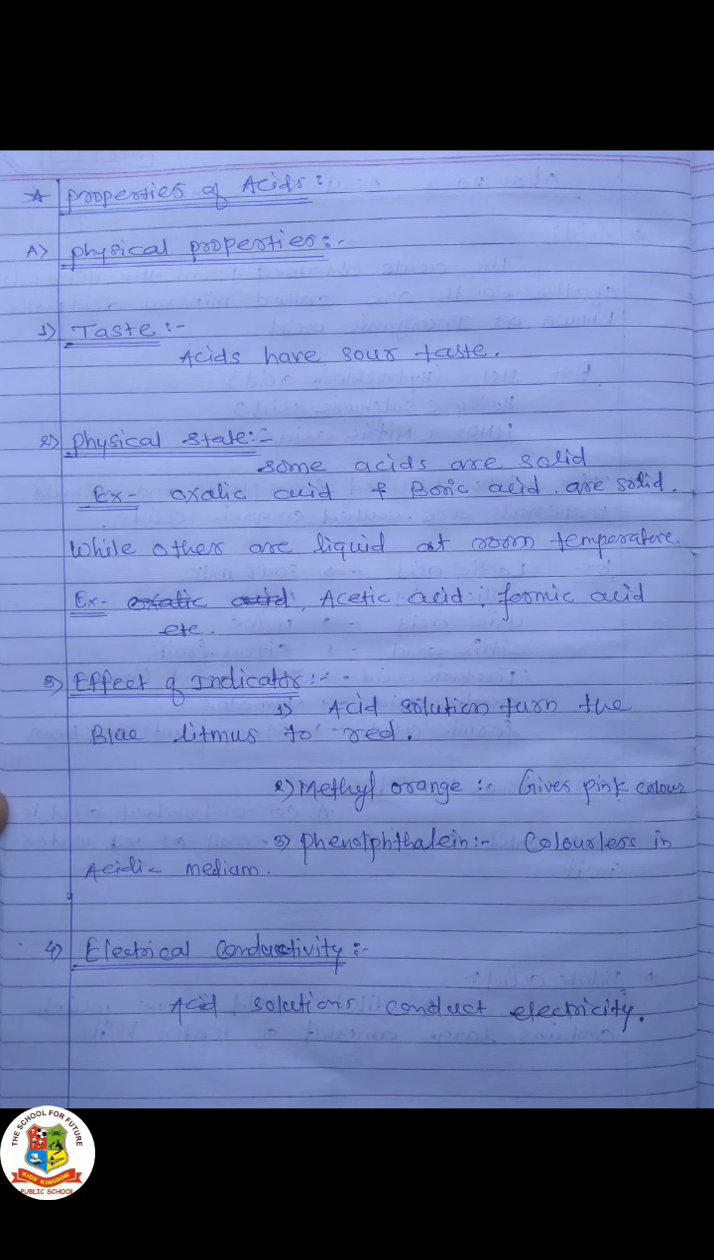And properties: taste is sour. Physical state: solid acids are present in solid state, with oxalic acid and boric acid as examples, while others are liquid at room temperature. We saw examples of the liquid state, acetic acid and formic acid. Effect of indicators: blue litmus changes to red in acidic medium, methyl orange gives pink color, and phenolphthalein is colorless in acidic medium. Electrical conductivity: acid solutions conduct electricity.